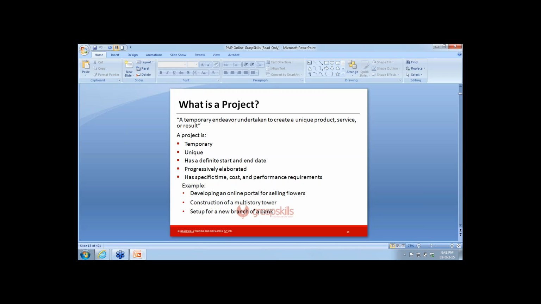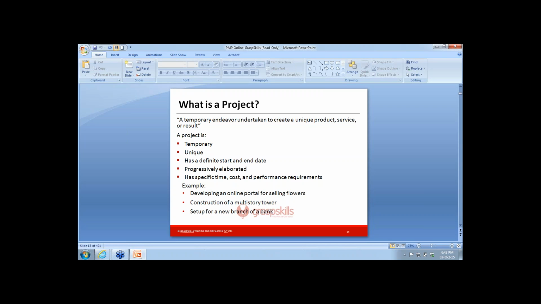So let's take a few examples to understand what a project is in layman's language. In this slide, a project is given to construct a multi-story tower. Assume you are a certified project manager and your boss tells you that the company you are working with has been given a contract to complete the construction of a multi-story tower in a particular city. So as a project manager, you have been informed of a unique project objective, which is construction.